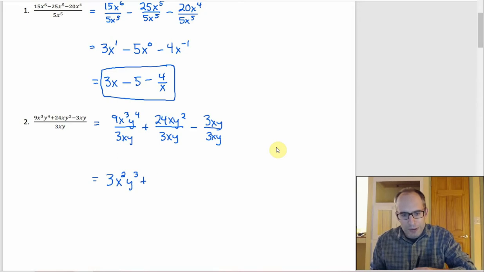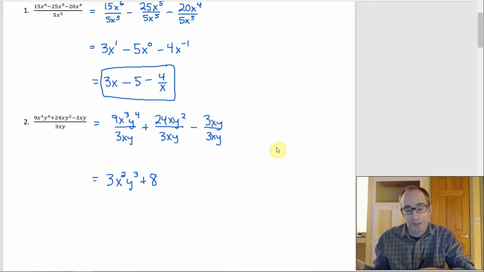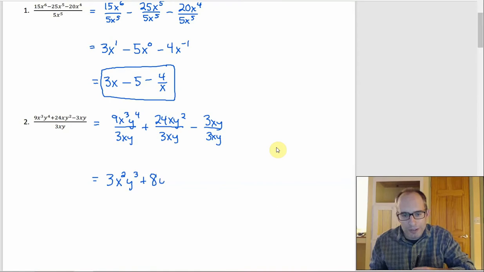Next term, 24 over 3 is 8. Those x's are going to cancel, right? Either that or you can say it's x to the power of 1 minus 1, which is 0. And then you got a y squared on top, a y on the bottom, so you just have 8y. And then that last part's just going to be a minus 1, right? Because 3 over 3 is 1, and then these are all just going to cancel out.